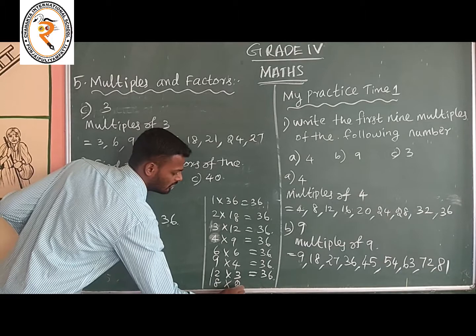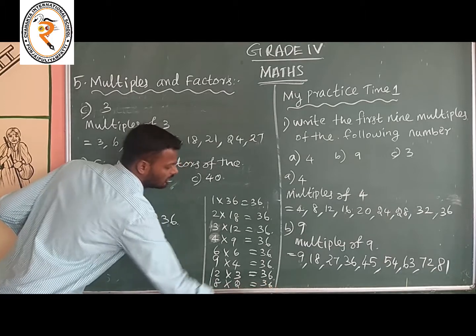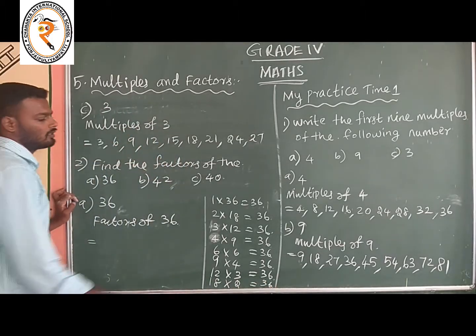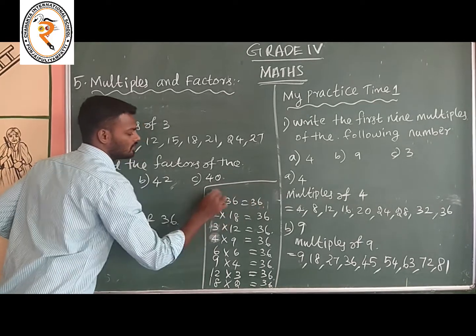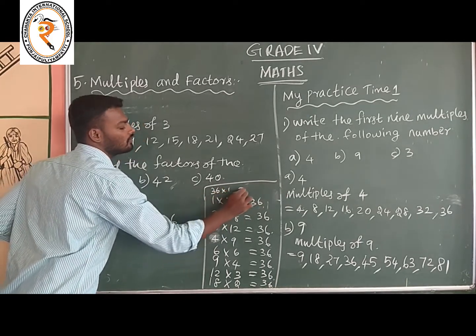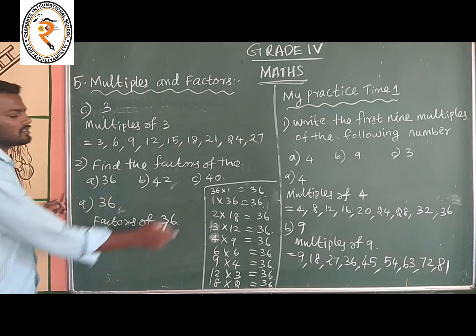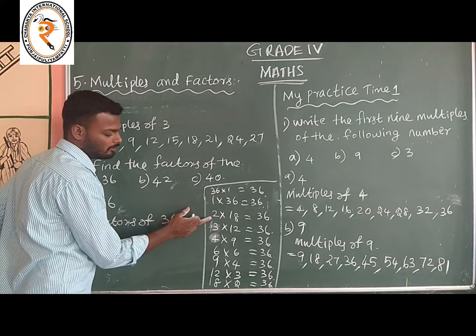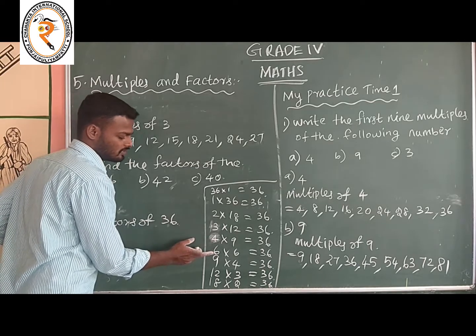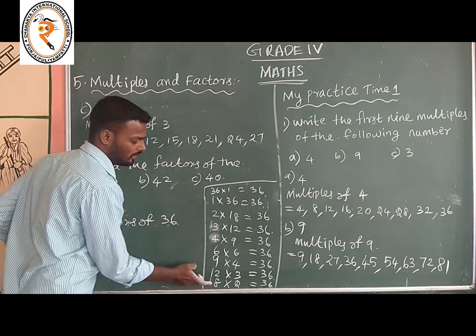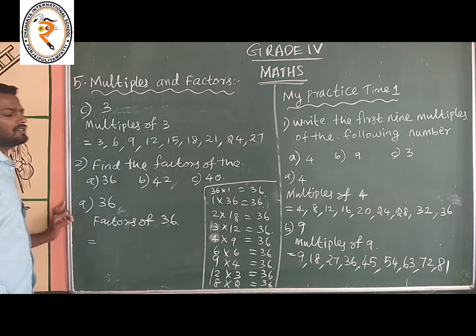18 2s are 36. And the last one, in the 36th table, 36 into 1 is equal to 36. So 36 comes in all these tables: first table, second table, third table, fourth table, sixth table, ninth table, 12th table, 18th table and 36th table.